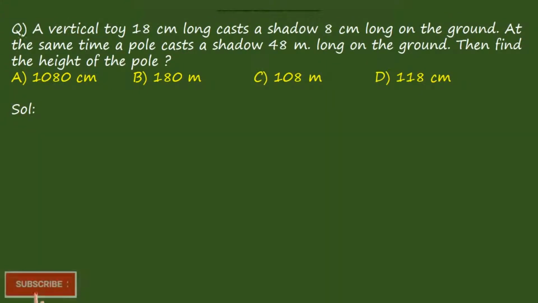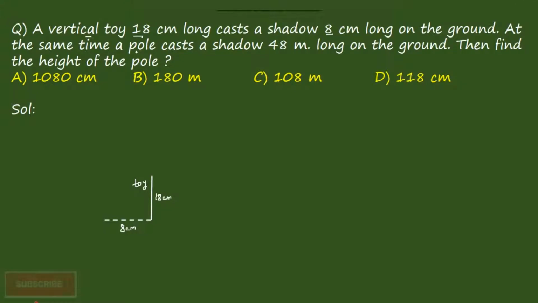Now consider the next question. A vertical toy 18 centimeters long casts a shadow of 8 centimeters long on the ground. At the same time, a pole casts a shadow of 48 meters long on the ground. Find the height of the pole. If you consider a vertical toy of 18 centimeters, it shows a shadow of 8 centimeters. If you consider this one as the shadow, then it is 8 centimeters.